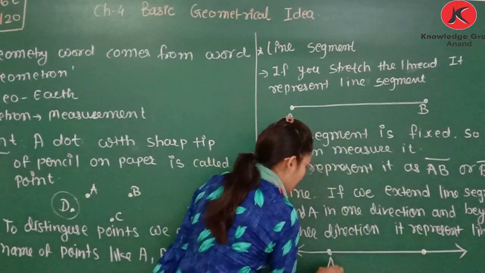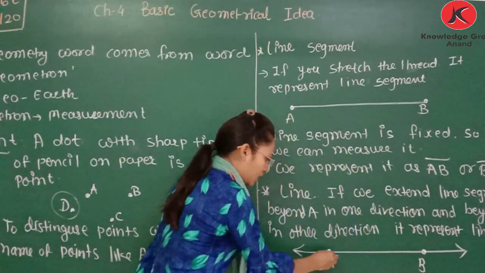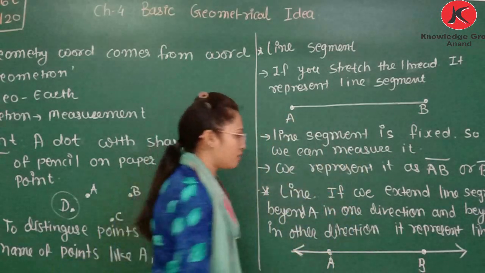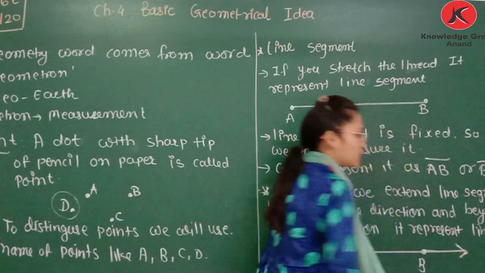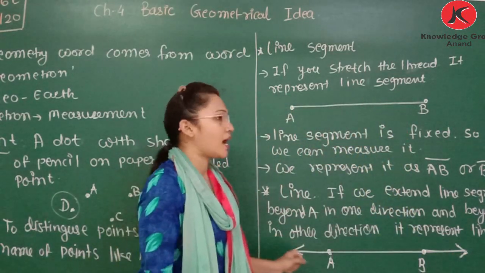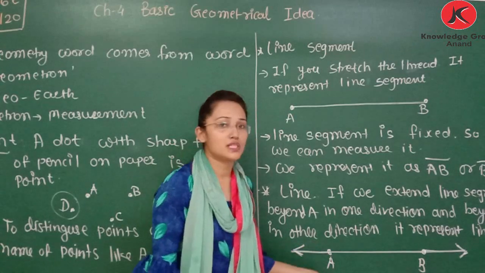This is our line segment AB, and we are extending A in this direction and we are extending B in the other direction. Means lines are endless. A line cannot be measured.